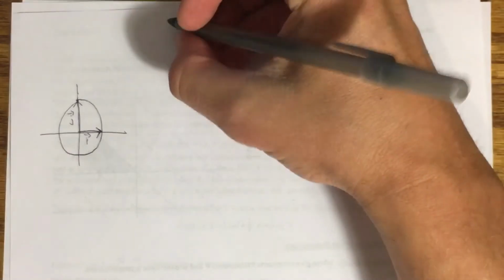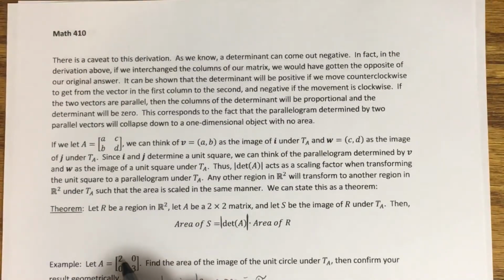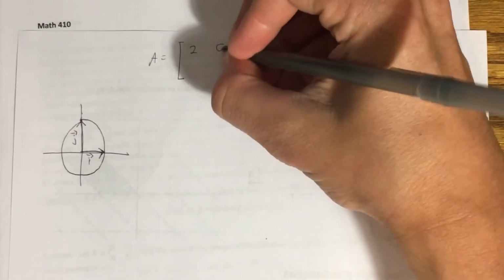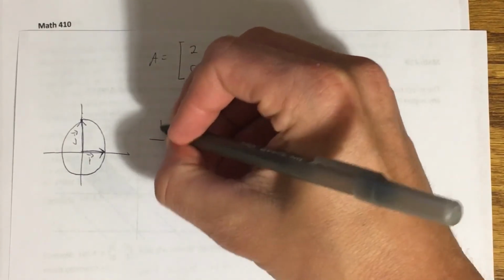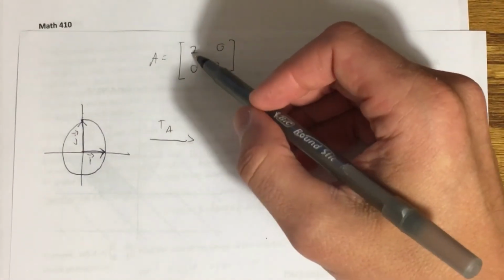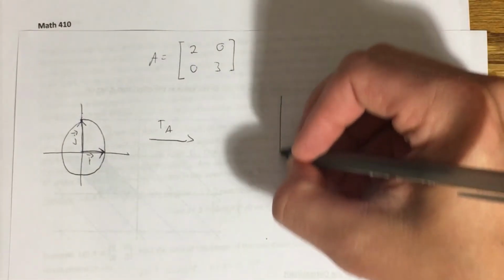But now let's think about my matrix A. What was A? A was 2, 0, 0, 3. And remember, the columns of this matrix represent the images of i and j. So i is going to become 2, 0. In other words, i just doubles in length.